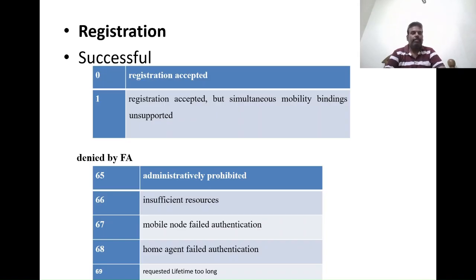If it is 1, registration is accepted but some bindings are not supported. If the requests given by the foreign agent are not accepted, the request may be denied for some reasons, and it can even be cancelled. The reasons are: code 65 is administratively prohibited, 66 insufficient resources, 67 mobile node failed authentication, 68 home agent failed authentication, and 69 request lifetime too long. So a foreign agent can give these reasons why the request has been denied.